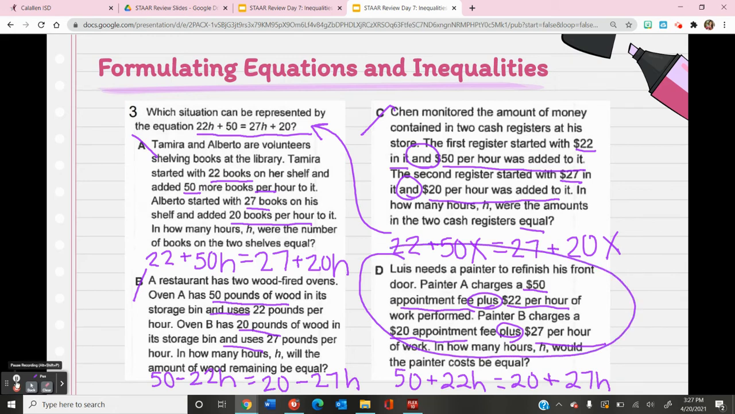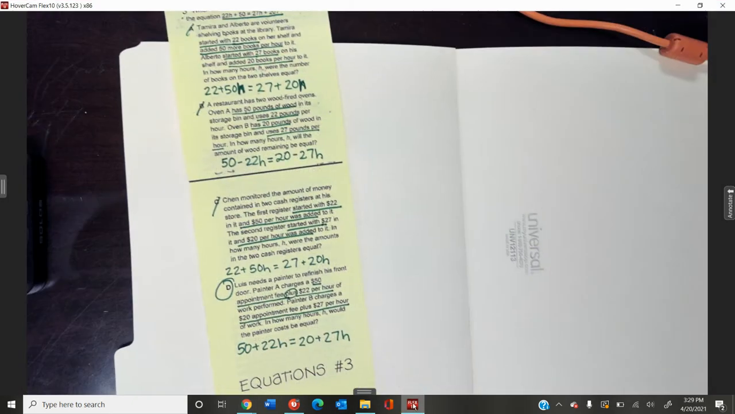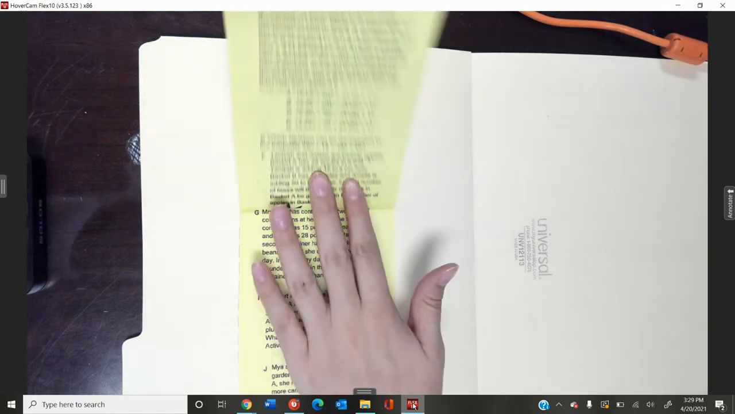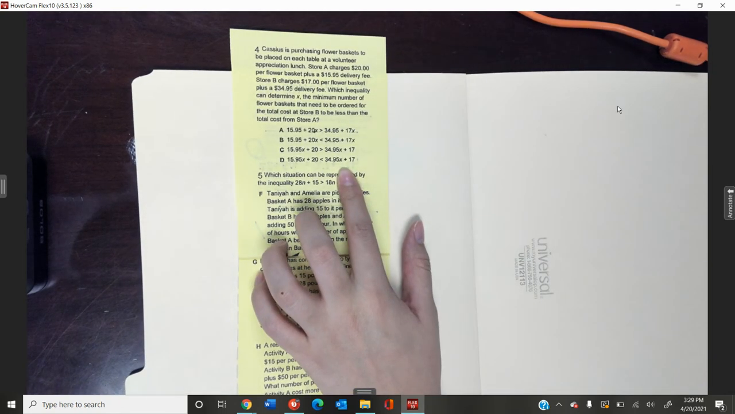So now looking at your foldable, you should have all this underlined and all of your equations written out, and then again, of course, just D circled. So this is everything you should have for number 3. We're going to go ahead and fold this up, and we're going to look at number 4.